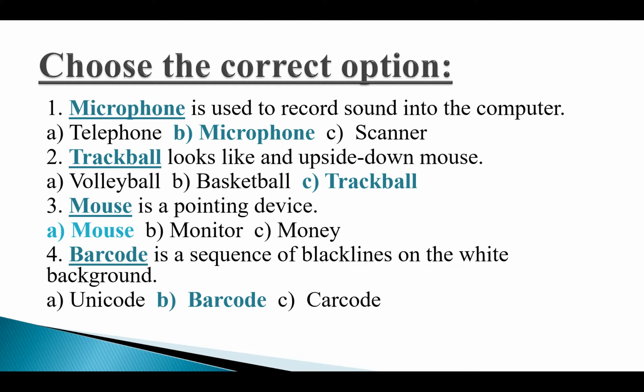Fourth one is dash is a sequence of black lines on the white background. Option A is Unicode, B is Barcode and C is Carcode. So option B is correct. Barcode is a sequence of black lines on the white background.